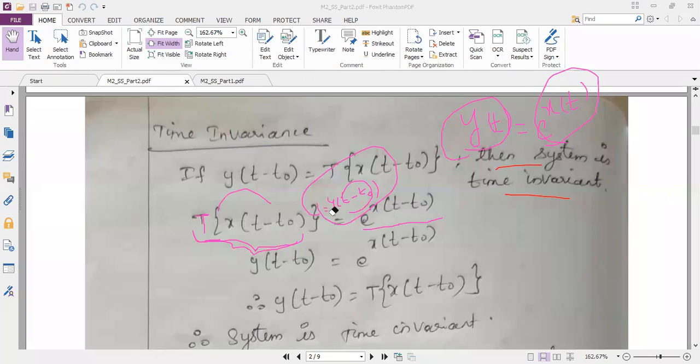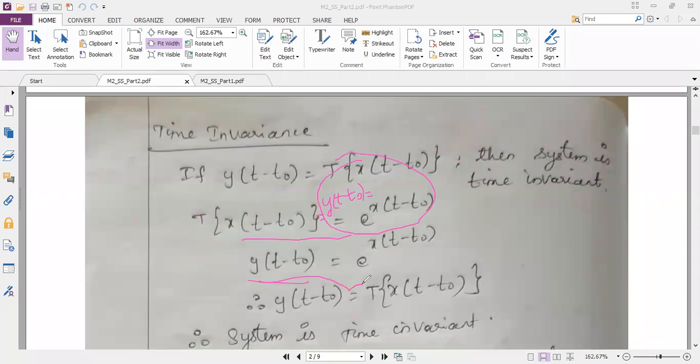So now, in the next line, I am just comparing with y of t minus t naught. Initially, write like this: three equations. The system on x of t minus t naught, which is equal to y of t minus t naught, which is equal to this expression. Later on, you just compare only the output variable with the expression. So that is the comparison I have done here.